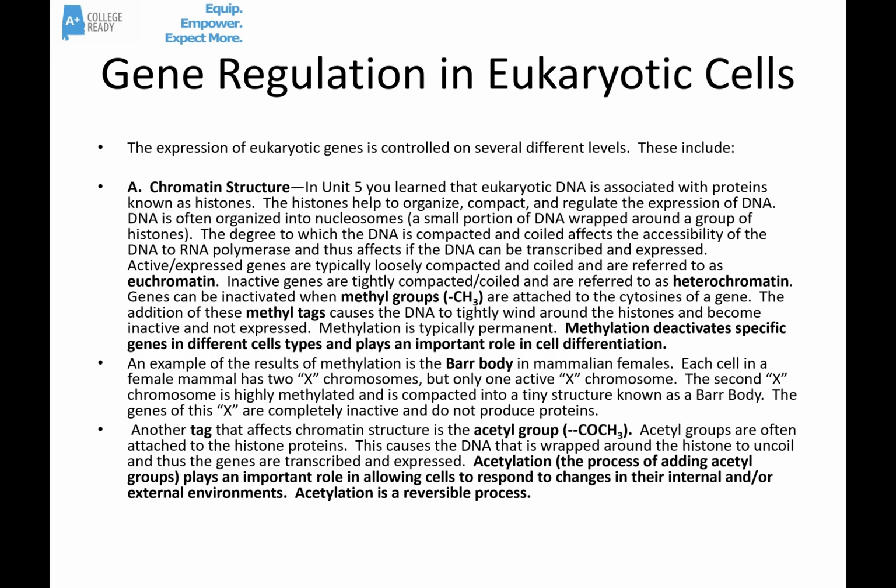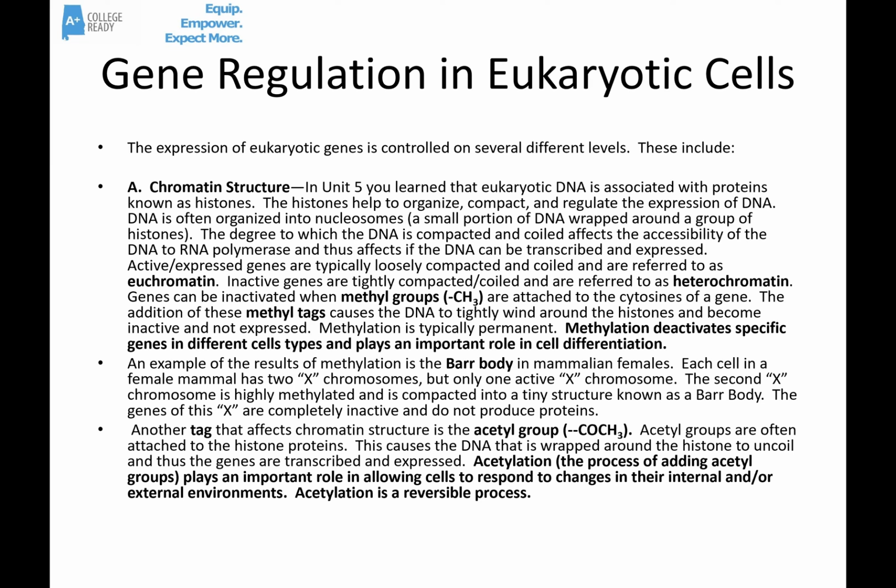Active genes, genes that are being expressed, are typically only loosely compacted and coiled around the histones. In that form, the DNA is called euchromatin. So that's active, expressed DNA. Inactive genes, on the other hand, are tightly compacted and tightly coiled around the histones, and those pieces of DNA are referred to as heterochromatin.